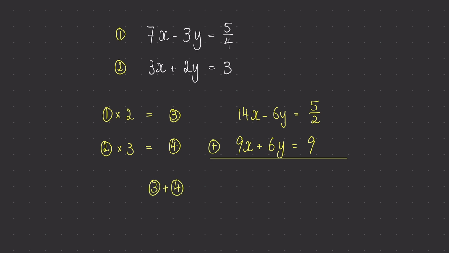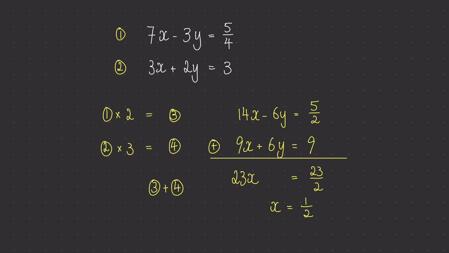So 14x plus 9x is 23x. The y's, as we said, eliminates, and the 5 over 2 plus 9 is going to be 23 over 2. I can now divide both sides by 23, leaving me with x equals a half. So that answer is quite nice, even though we had a fraction in our simultaneous equation to begin with. Of course, we now need to go in and find our value of y.